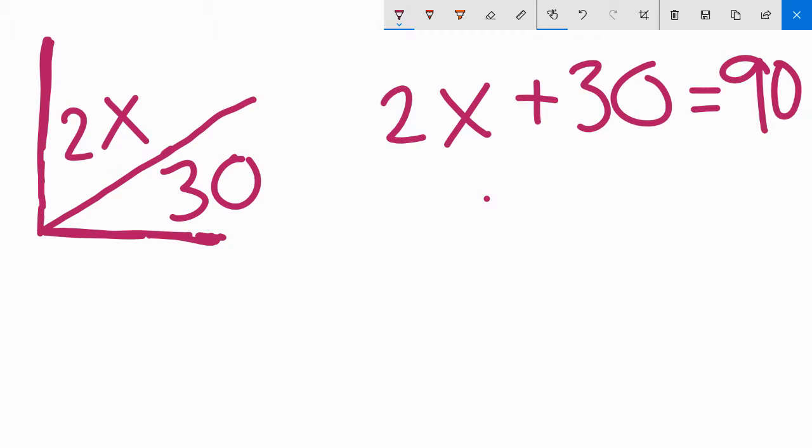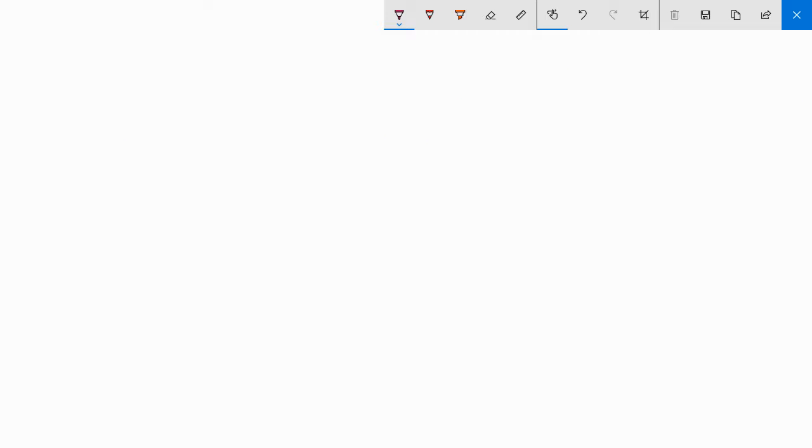The only difference between this and what you had been doing is now we're going to start having variables, whereas before you had just numbers. I'm going to do one more complementary angles example. So again, remember, you just add the two angles together and make it equal 90. Okay, so I'm going to draw another pair of complementary angles.